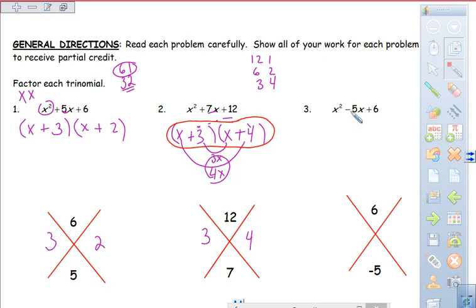Number 3 is different because it has a negative sign in here, whereas number 1 and 2 were all pluses between the terms. So let's go with the same pattern. We know the only way to get x squared is to take x times x. The ways to get a 6 would be a 6 and a 1 and a 3 and a 2. So what numbers multiply to 6 and add to negative 5? Well, that would have to be a negative 3 and a negative 2. So then see how these signs will carry in? So you get x minus 3 and x minus 2. So over here, we technically had a positive 3 and a positive 4, so we used plus signs.